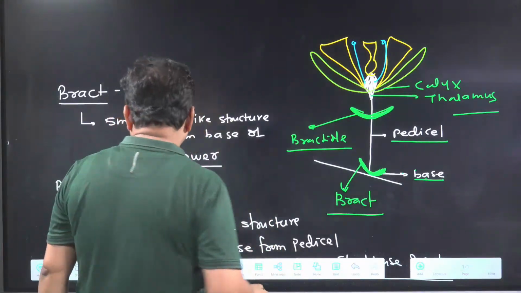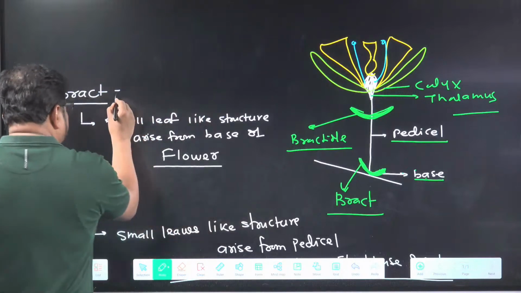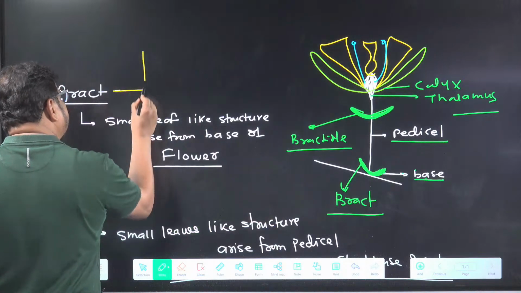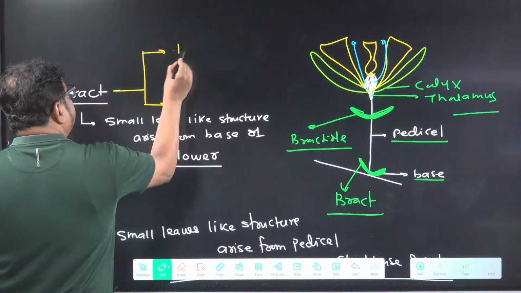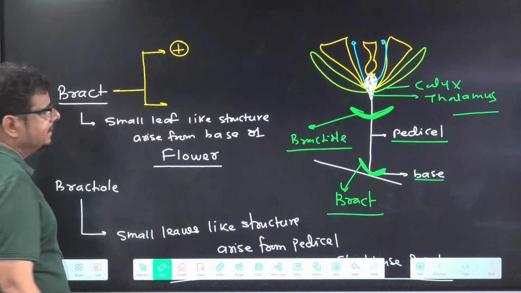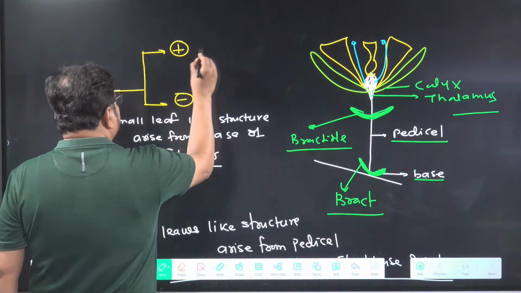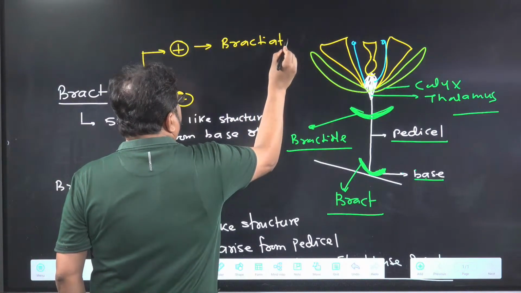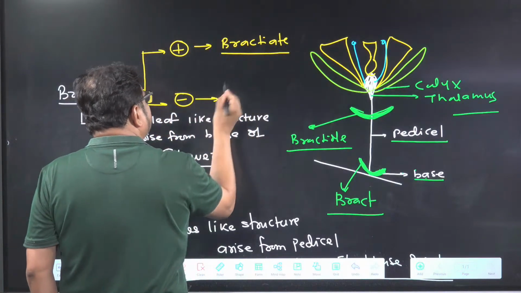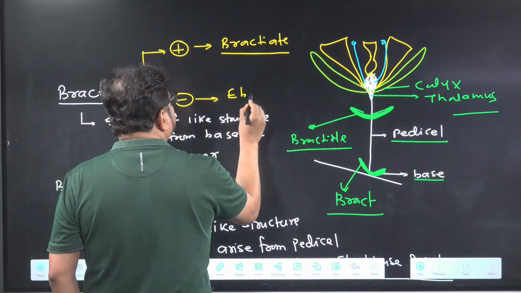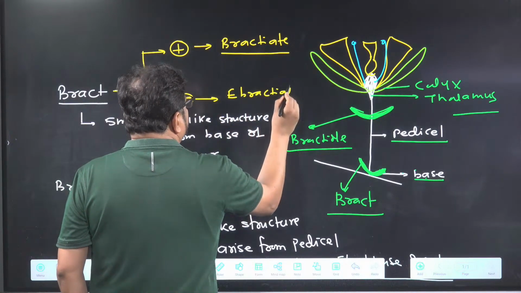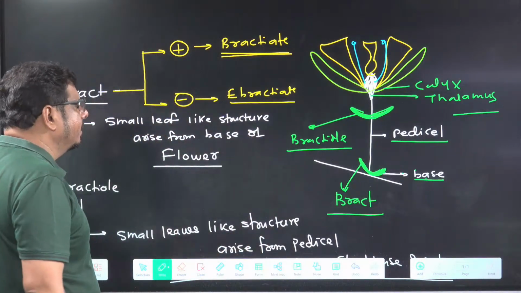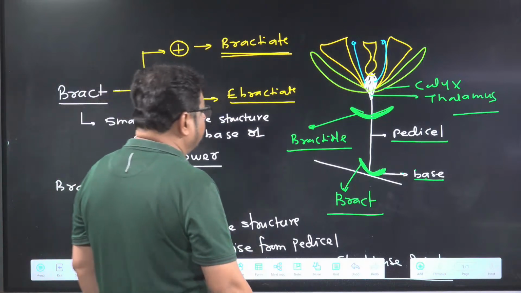Yes. Now, bract is not a compulsory structure. So based on bract, two types of flower are there. I am writing plus symbol for present and minus symbol for absent. When bract is present, the flower is called bracteate. And when bract is absent in a flower, it is called ebracteate. So there are two types of flower based on the presence or absence of bract: bracteate and ebracteate.